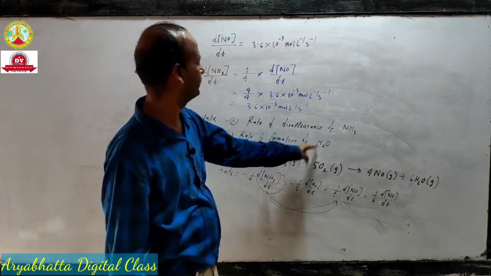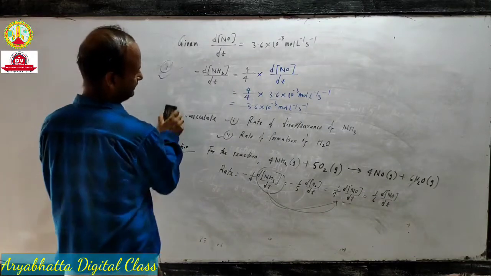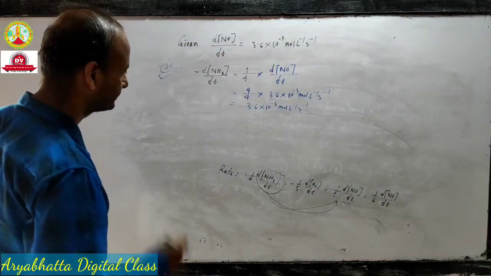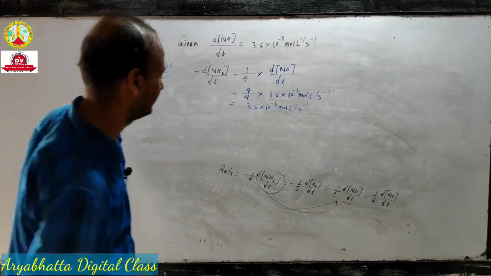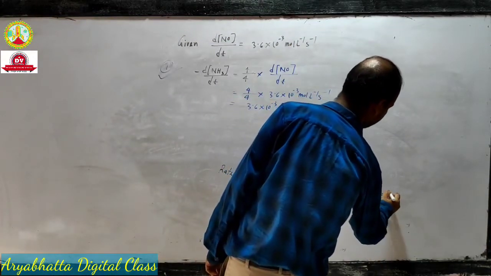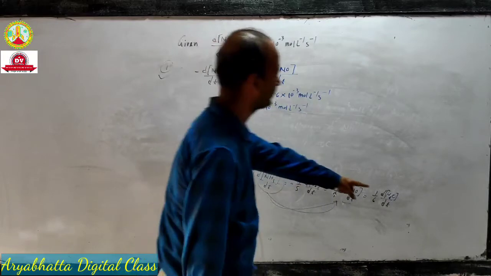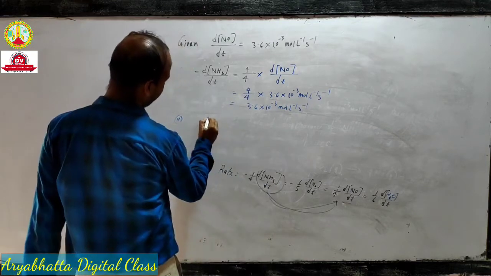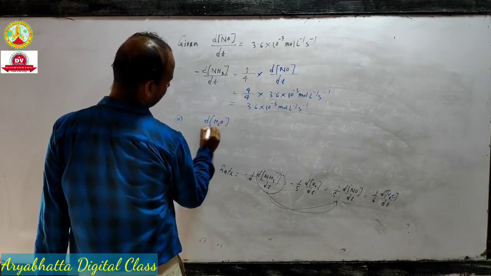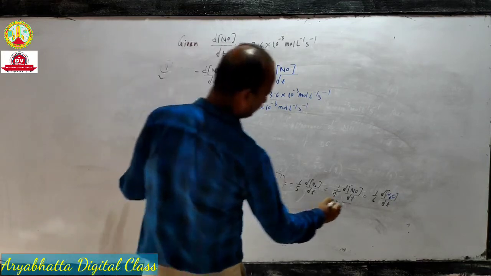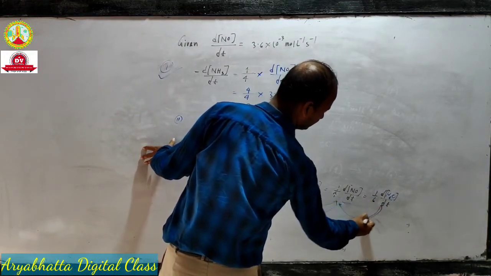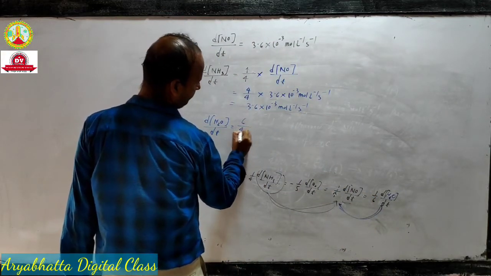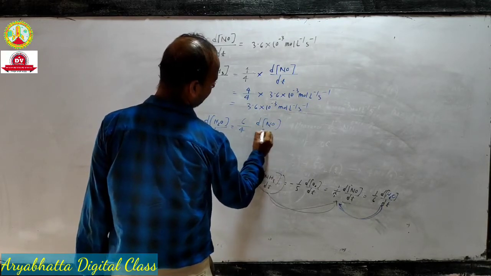Second part is the rate of formation of H2O. How much will the rate of H2O be? Oh, here water is there. I am very sorry. Okay, how much will the rate for water be? Number 2, dH2O by dt. Just compare this to this. The 6 will go here. This will be 6 by 4 into dNO by dt.